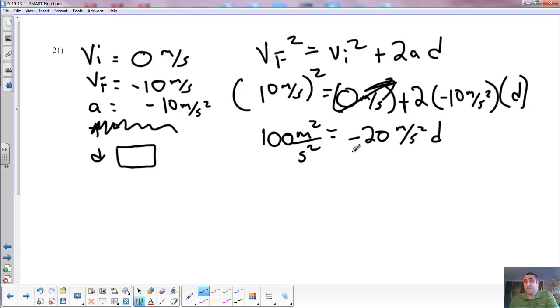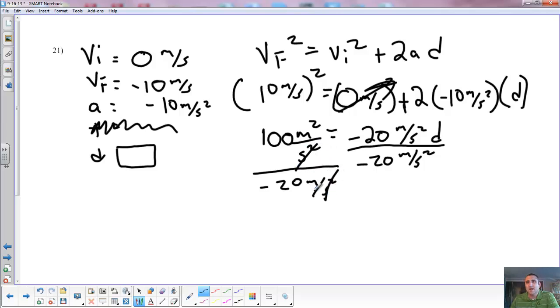The next thing we do to isolate d is divide both sides by negative 20 meters per second squared. This is the denominator of a denominator, which goes to the top. This is the denominator of a numerator, which goes down there. Either way, you're going to have a second squared on the bottom and a second squared on the top. The meters will cancel out one of those meters. So you're stuck with a d that's 100 over negative 20, which last time I checked is negative 5, and the unit is meters. You get a displacement in meters.